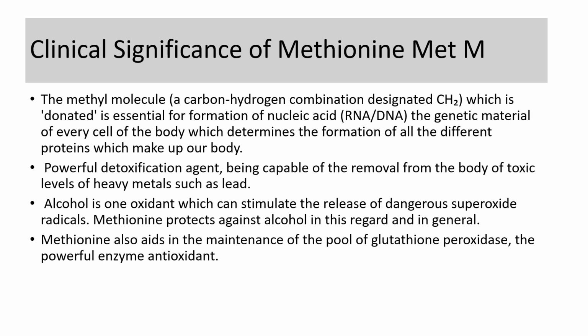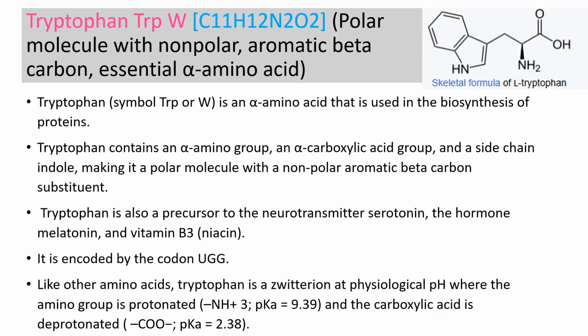Alcohol is one oxidant which can stimulate the release of dangerous superoxide radicals. Methionine protects against alcohol in this regard and in general. Methionine also aids in the maintenance of the pool of glutathione peroxidase, the powerful antioxidant enzyme. So methionine is also very important because it aids in this maintenance.